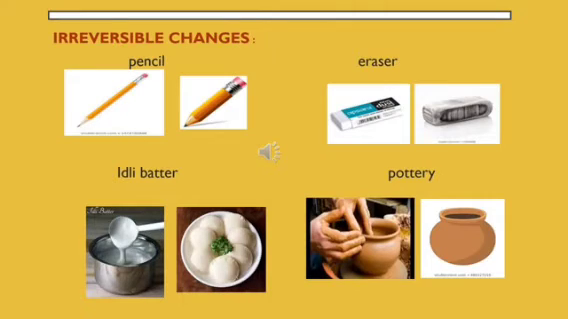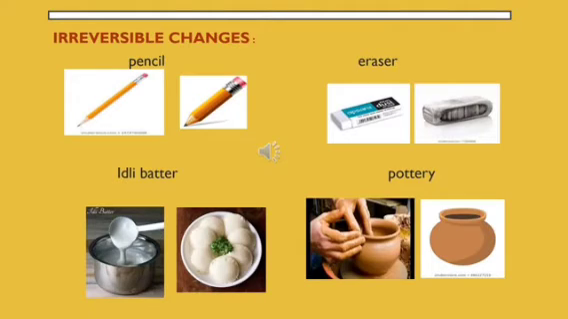The second picture is that of an eraser. So you can see a new eraser which is white and rectangular in shape. When you use it continuously, what happens? The corners become blunt, it becomes dirty, and sometimes the rectangular shape is also lost. But by any way, can you get back the same shape of the rubber again? Is it possible? No. So this is also an irreversible change.